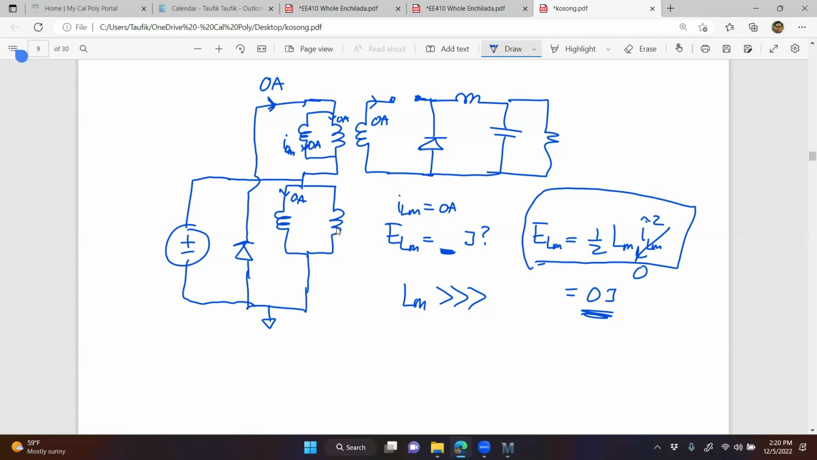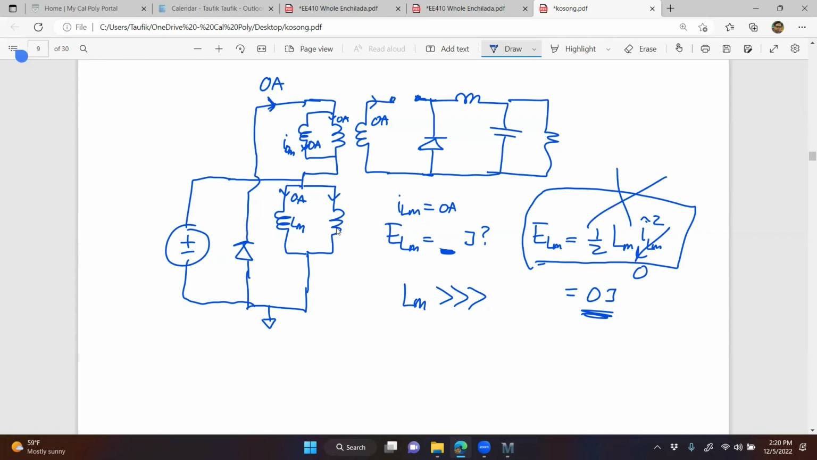But right now, Lm is huge. So therefore, if Lm is huge, there is no current here, right? But there is current here on this winding right here. There is current, but not on Lm. Here's Lm right there because Lm is big. So no current through Lm means no energy, right?